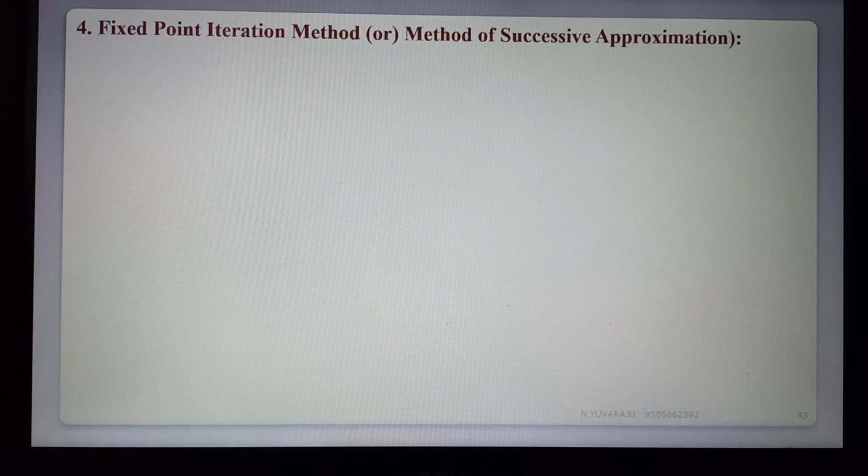Hi students. Today's topic is the fixed point iteration method, or method of successive approximation. This is a method for finding the root of a given algebraic or transcendental equation. In the previous lecture we completed three methods: bisection method, Newton-Raphson method, and false position method. Now this is the fourth method, the fixed point iteration method. See how to find the root in this method.